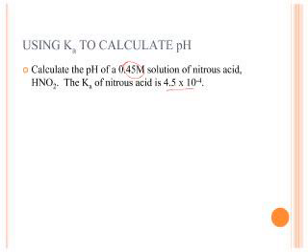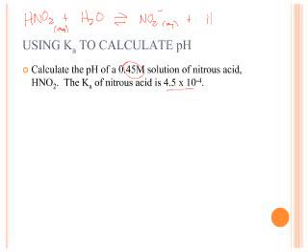All right. So we'll start with HNO2 reacting with water. What will the products be? NO2 minus and H3O plus. All right. And can we write a Ka expression? Absolutely.